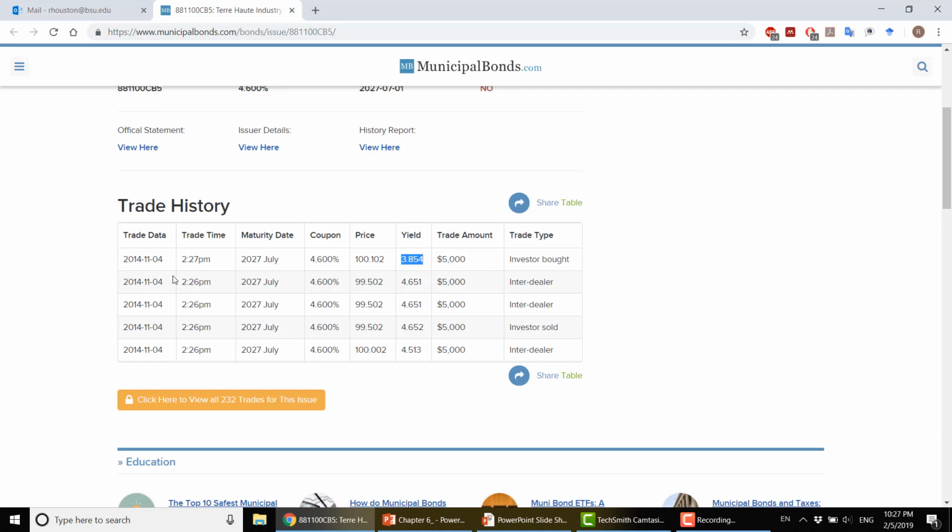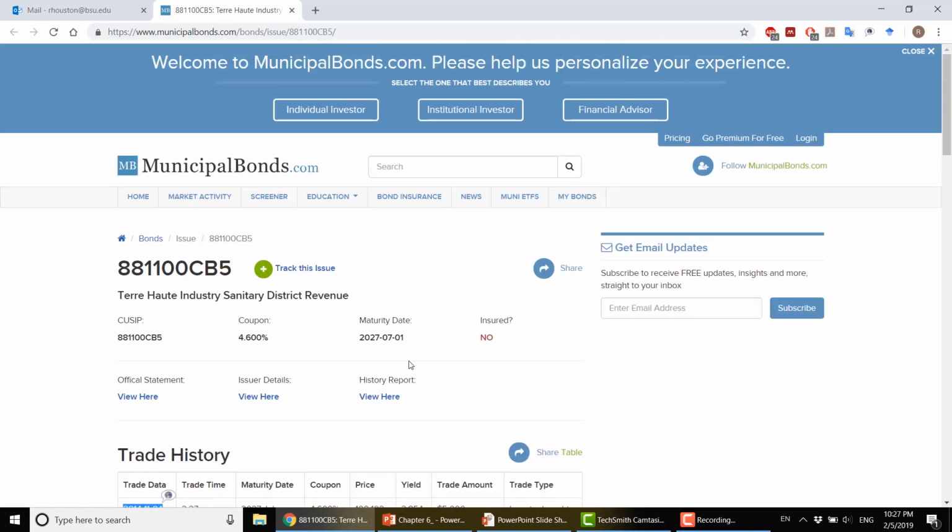Usually with these bonds, you can see that there really are not that many trades occurring. These are the most recent trades associated with this bond, and the last one occurred in 2014. So that's that.